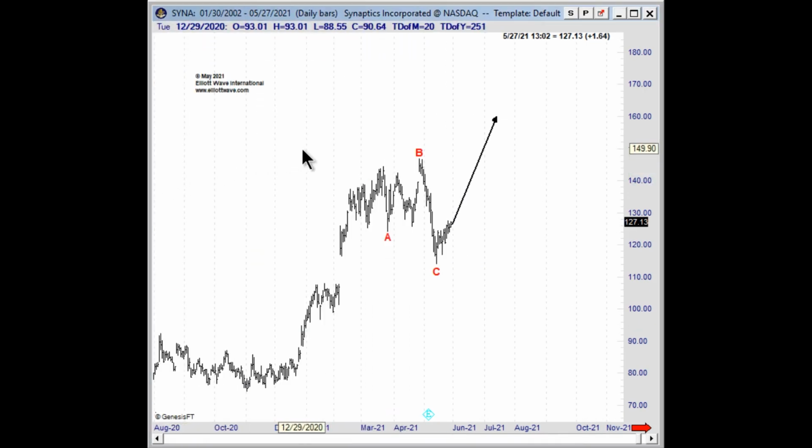This is Synaptics Incorporated, ticker symbol SYNA, and you can clearly see the 3-wave move to the new extreme. From the low that we saw in March to the high that we saw back in April, that is a 3-wave move to a new high. Again, a very distinguishing characteristic of the flat pattern. So if everything goes according to plan, moving forward, we will indeed see new highs in Synaptics.